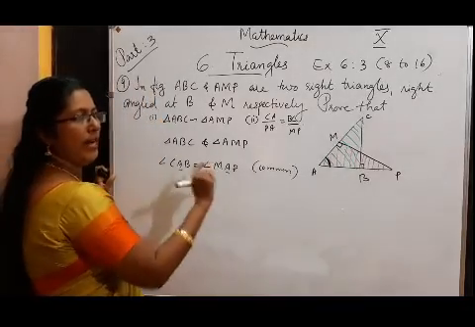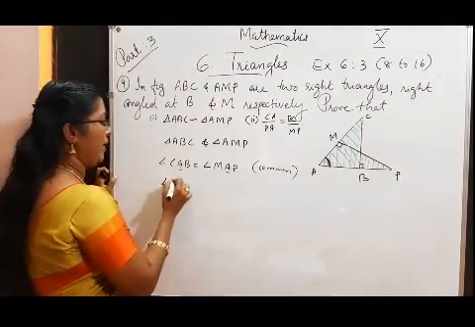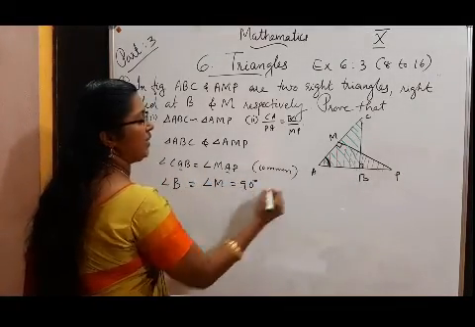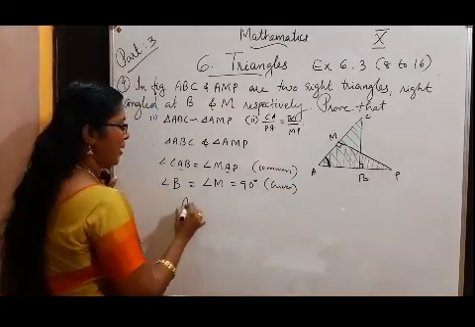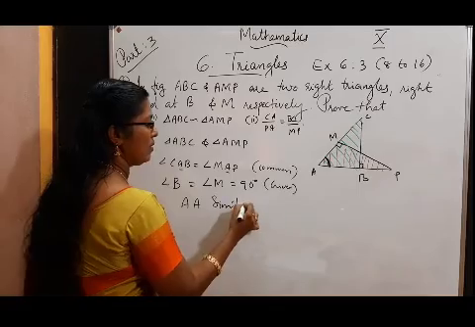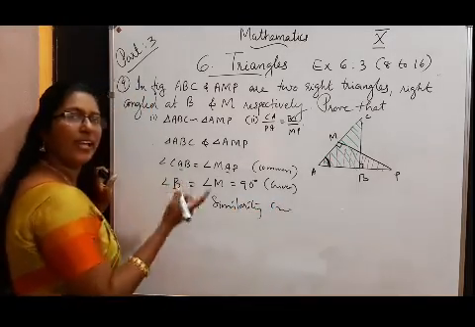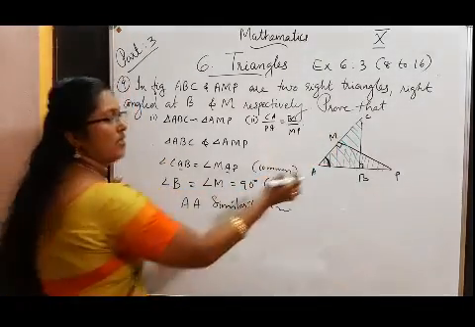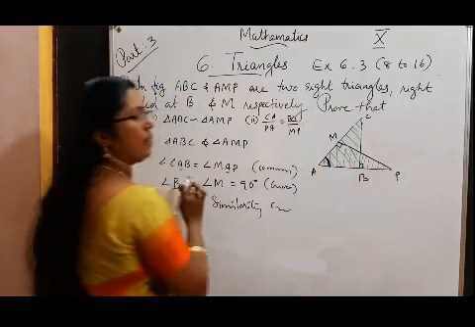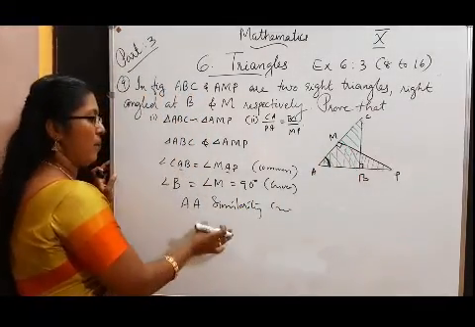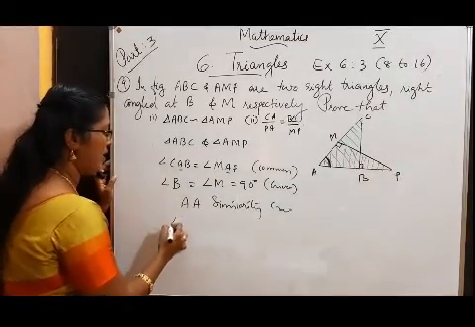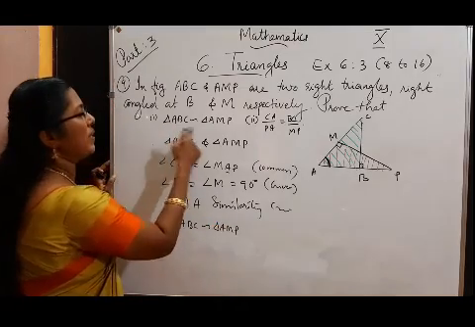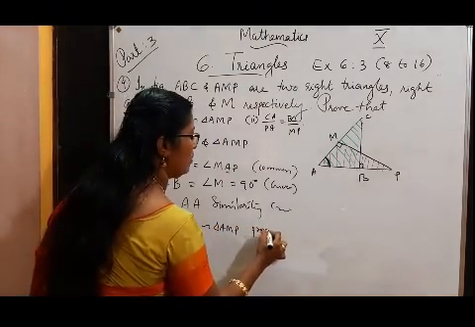Okay, then what about angle M and B? Angle B equal to angle M, that is 90 degree. Given by AA similarity criterion, we can say that these two triangles are similar. Here the two angles, angle A common and angle B and angle M are equal, that is 90 degree. By AA similarity criterion, we can write triangle ABC similar to triangle AMP. Proved first term.